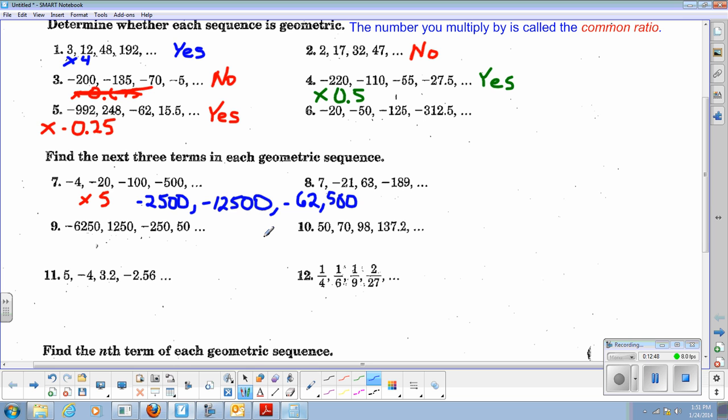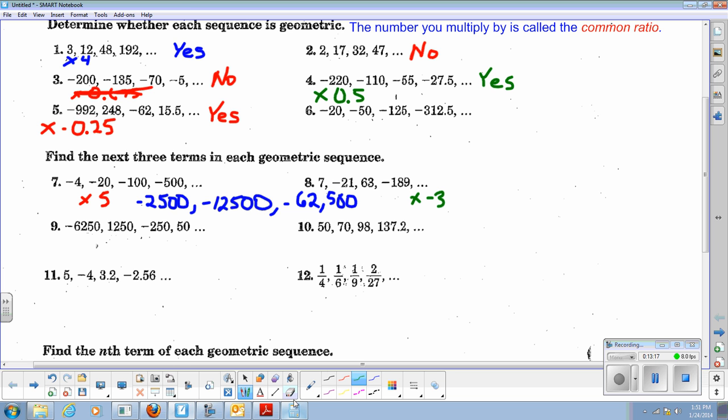Let's take a look now at number 8. Okay, so in number 8 now I have a positive, followed by a negative, followed by a positive, followed by a negative, alternating. That means, just like when we had up in problem 5, we're probably multiplying by a negative number here. So 7 times what is 21? I know 7 times 3 is 21, so since one's positive and the next one's negative, I am probably multiplying by negative 3.